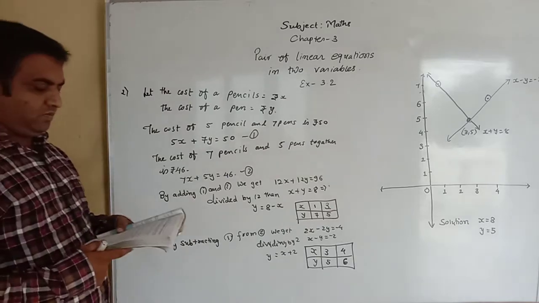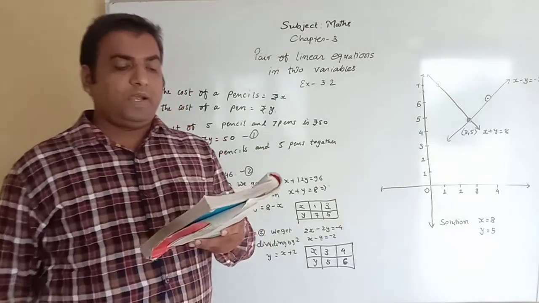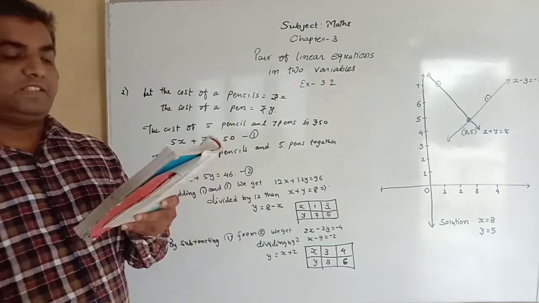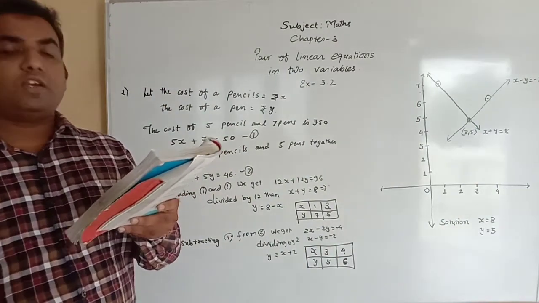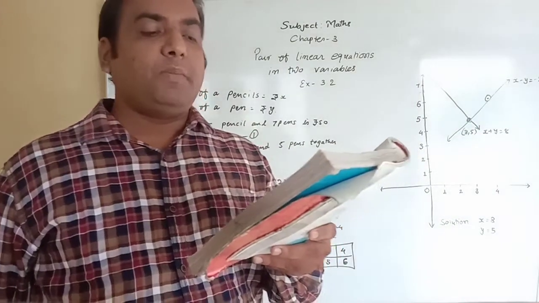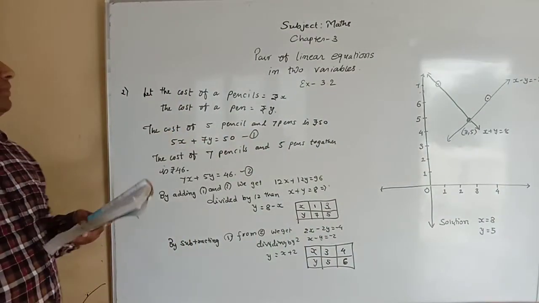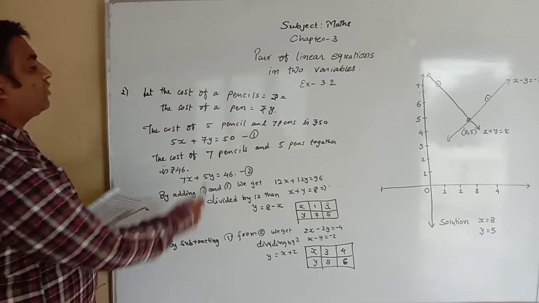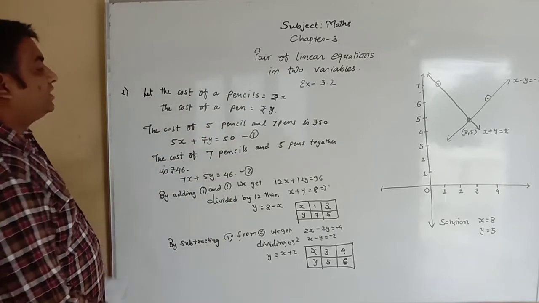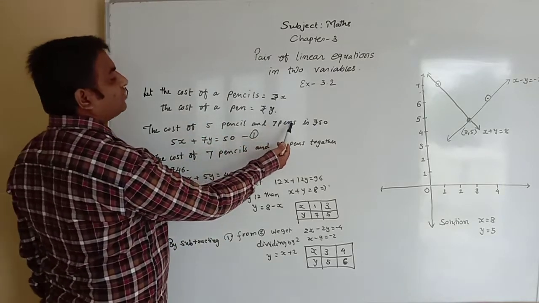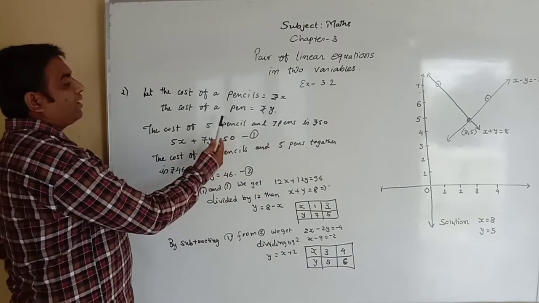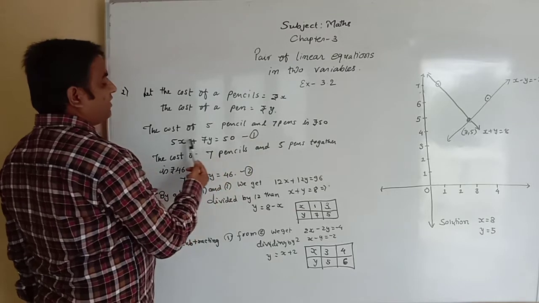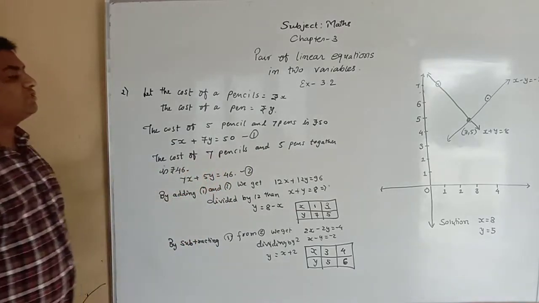Question 2, we have 5 pencils and 7 pens together cost rupees 50, whereas 7 pencils and 5 pens together cost rupees 46. Find the cost of 1 pencil and 1 pen. So let the cost of 1 pencil be rupees x and the cost of 1 pen be y. So 5 pencils and 7 pens together cost 50 rupees. So 5 pencils cost will be 5x and 7 pens cost will be 7y. So 5x plus 7y equals 50.